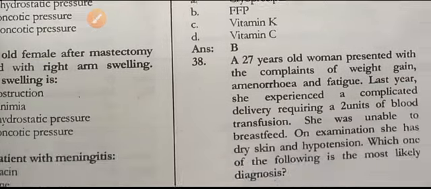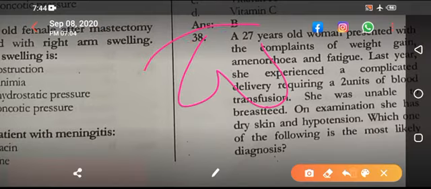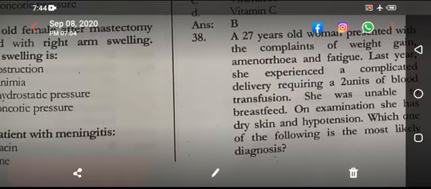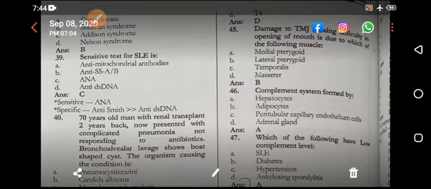A 27-year-old woman presented with the complaints of weight gain, amenorrhea, and fatigue. Last year, she experienced a complicated delivery. Now, if you are having a delivery and there is more blood loss, so your pituitary is going to be compromised. If your pituitary is going to be compromised, this is called hypopituitarism, and this syndrome is called Sheehan Syndrome. So you are having hypothyroidism and all the features of the pituitary insufficiency, discussed in detail in my previous lecture.